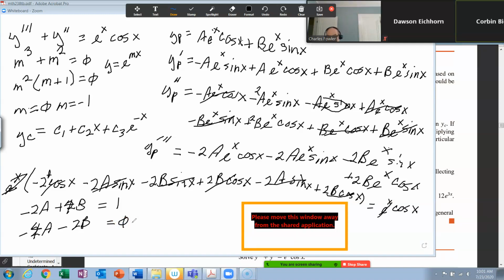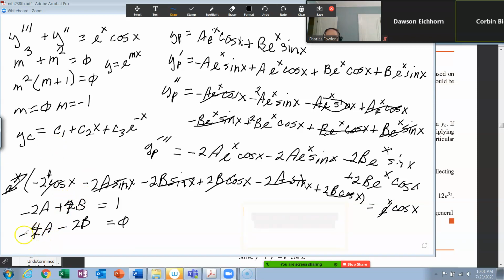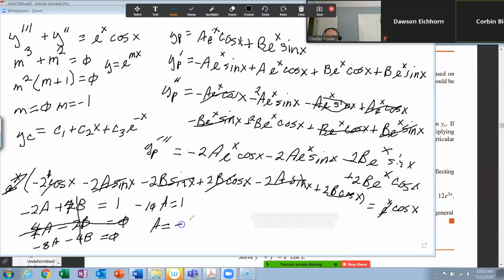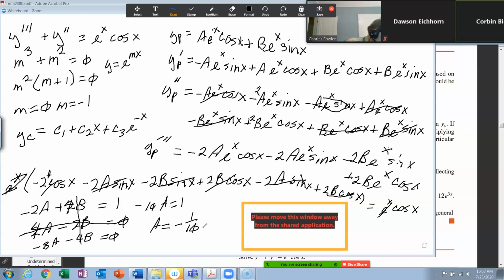Okay. Now, if you remember solving two equations, two unknowns, one way to do it is double that second equation and make this a minus 8a minus 4b is equal to 0. Then add these two equations together and you get 10a minus 10a is equal to 1, and that gives you a is equal to minus 1/10. Oh my goodness, I think we got it right.